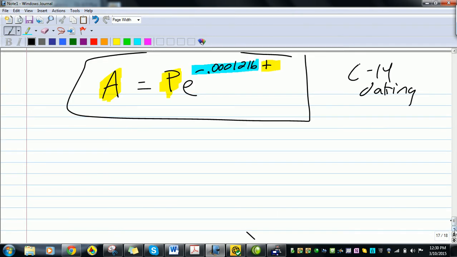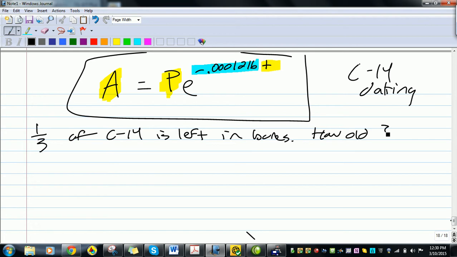Okay? So the question is, well, how do we use this, right? So if that's the formula we can use, what if a third of carbon-14 is left in, let's say, some old bones? How old are the bones? Right? So in order to solve this, okay, a third is left, so that means I want to get back for A 1/3 of what I started with. So if I start with P, I want to get back a third of P. Right? That would be a third left.